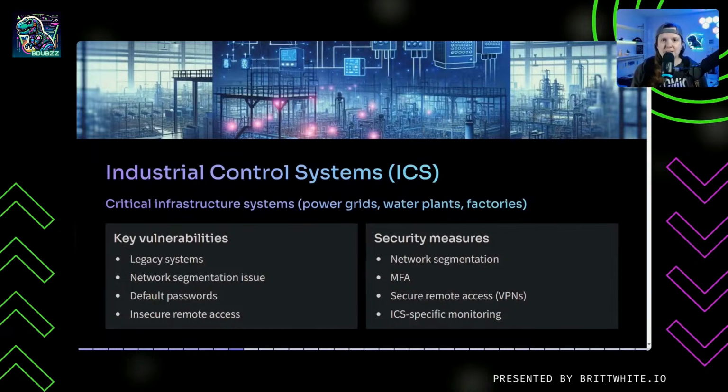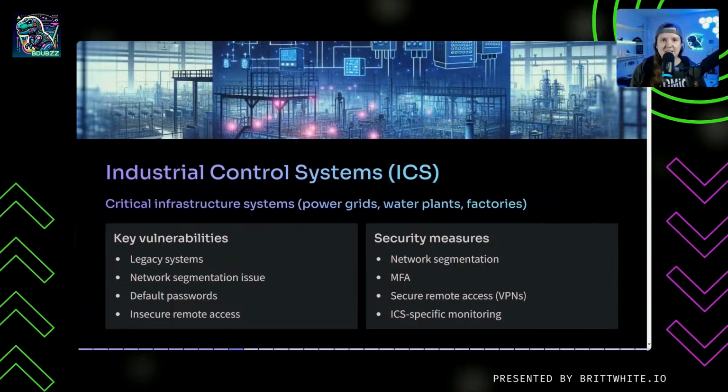So here's the defense: segment your networks with firewalls and keep your ICS isolated. Ditch defaults, add MFA where you can, and patch or quarantine old gear. Secure remote access with VPNs and monitor with ICS specific tools. ICS are critical but tricky. Lock them down with segmentation and vigilance, and you'll keep the world running.